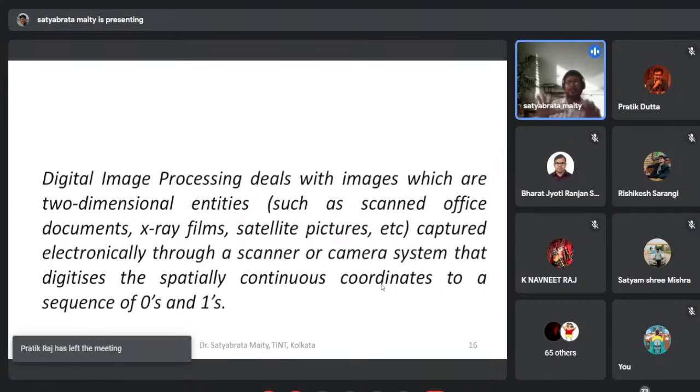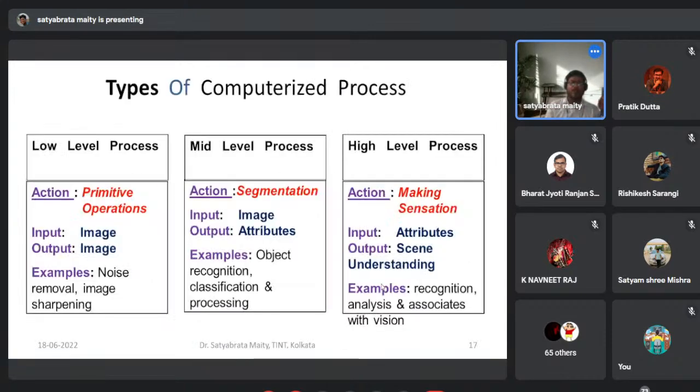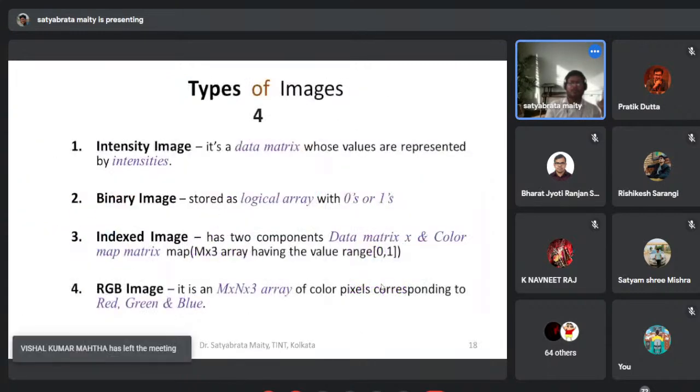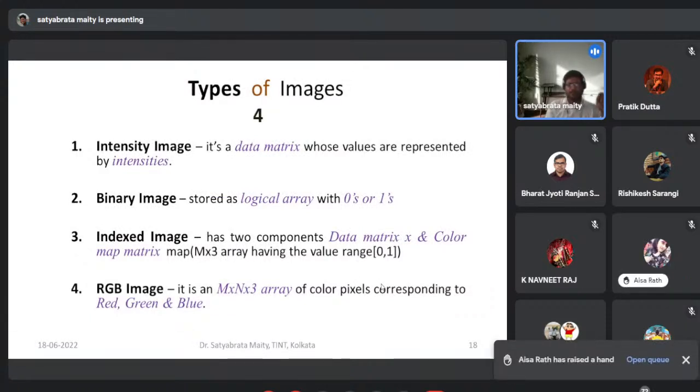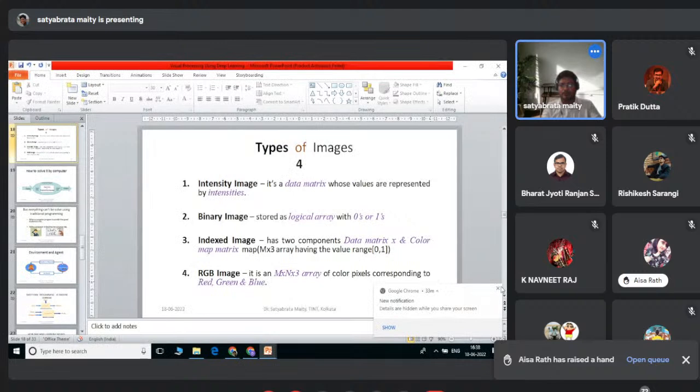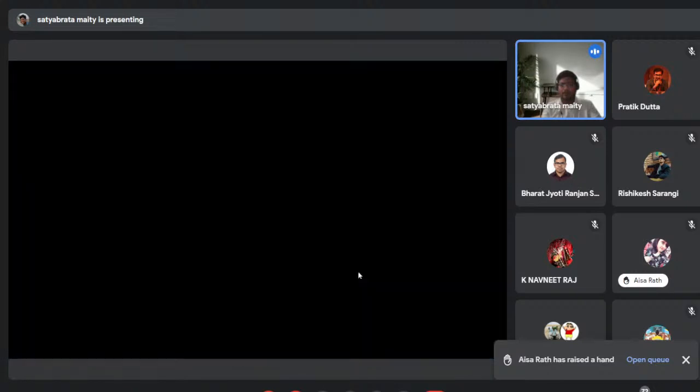These are the different areas where you can use digital images, and different kinds of digital images like the intensity image, indexed image, and RGB image. We have already discussed two of them, the grayscale image and the RGB image, and those are fine. The other things are required if you want to go much deeper. Otherwise, it's fine like this. Are there any queries from anyone? No? Fine.